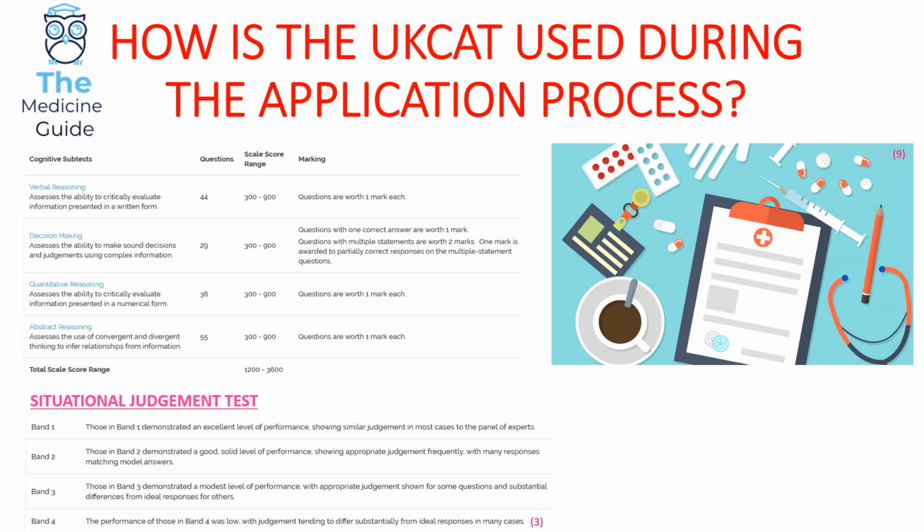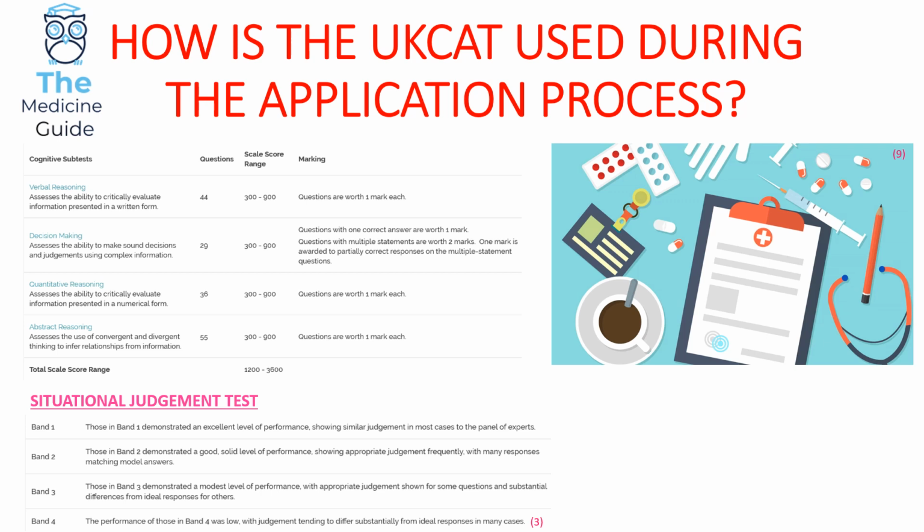is scored equally, so you've got a maximum of 900 points that you can score for the verbal reasoning, decision making, quantitative reasoning and abstract reasoning, and the lowest that you can score is 300 in each of the components. So you will get a total score, and you will also get a score based on each aspect of the UKCAT. So you'll be given a total score, and then you'll be given your individual scores for verbal reasoning, decision making, quantitative reasoning and abstract reasoning. Now your situational judgment score will be slightly different.